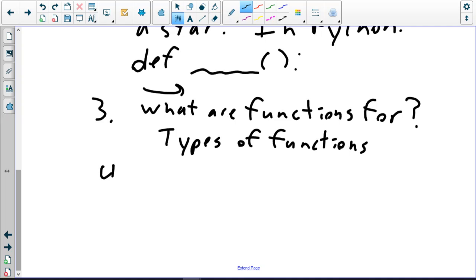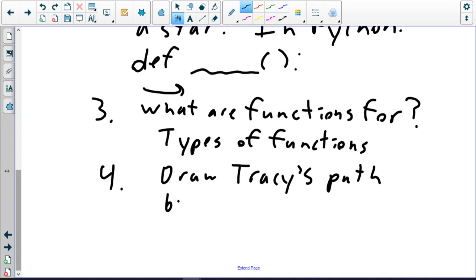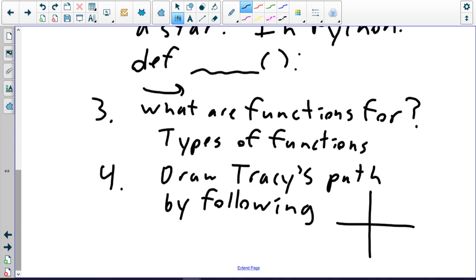Okay, so that's the first page. The next page is I give you a bunch of Python code, and you have to draw Tracy as she moves. Tracy the turtle. So draw Tracy's path by following the code. This is you showing me that you understand how the code is executed. There's a grid, and Tracy's going to be over here somewhere, and then she's going to do whatever she does. It's not going to be that complicated, just a squiggly line. But you're going to draw how Tracy moves.